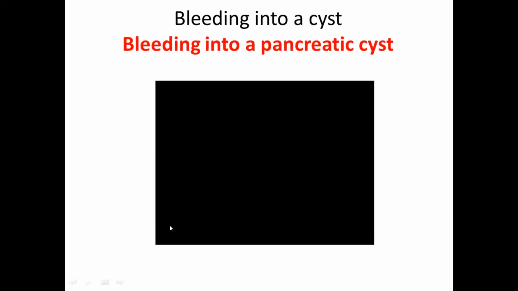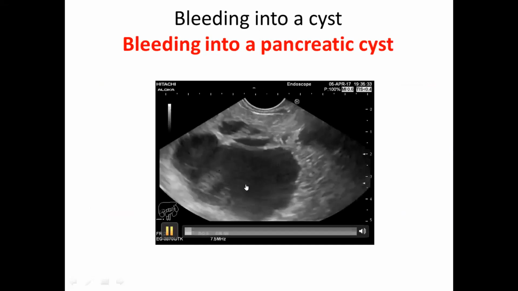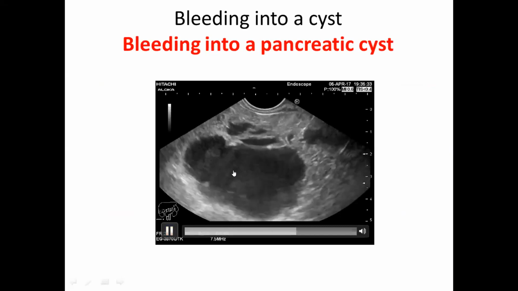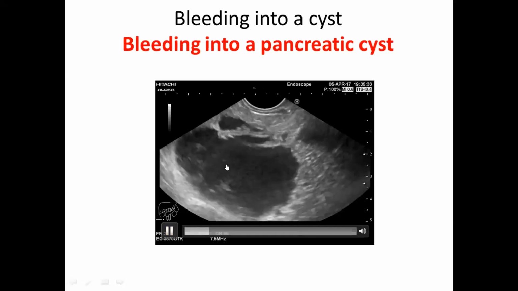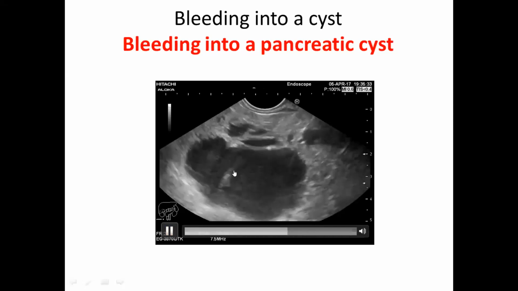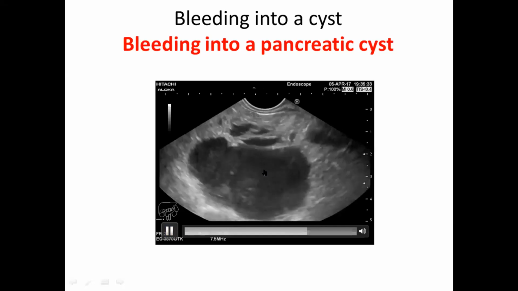This is a video from one of my colleagues. I had the permission to put it here, and this is FNA sampling of a pancreatic cyst, and here we notice that there is significant bleeding, and this bleeding, of course, is an arterial bleeding because it comes in jets. Don't be afraid, don't panic.